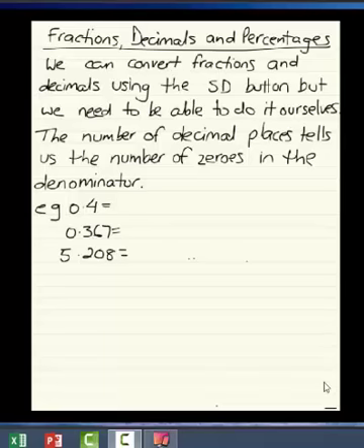So a quick recap of fractions, decimals and percentages. You should be comfortable with doing this on your calculator using your SD button or your percentage button, but you also need to know how to do it without it.